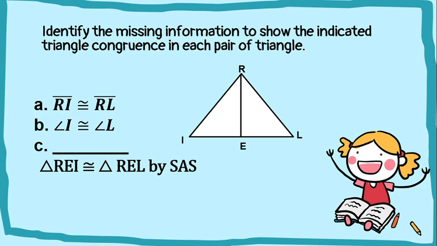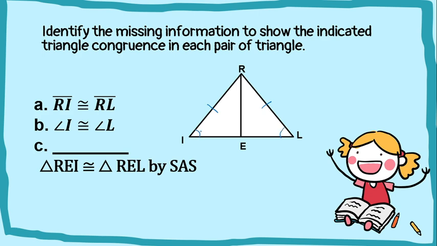Now, this time, we're going to identify the missing information to show the indicated triangle congruence in each pair of triangles. So, ito naman, we're going to look for the missing information. So, this given is triangle REI is congruent to triangle REL by SAS. So, this is by side, angle, side. So, kung titingnan natin, the given here is side RI is congruent to side RL. So, para mas madali ulit natin siyang ma-determine, we can put markings on the triangles. So, we have here side RI, and side RL. And then, ang congruent angle niya is angle I and angle L.